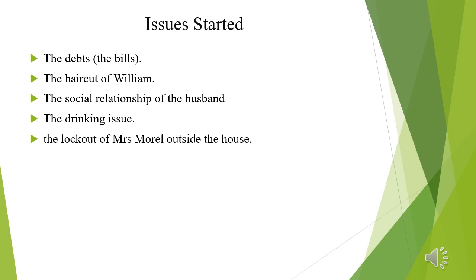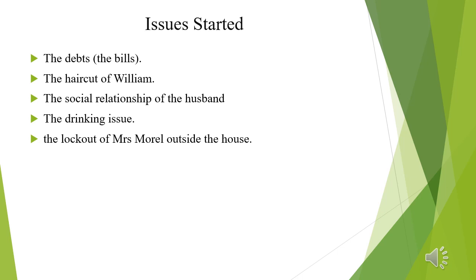A key incident happens when Mr. Morell cuts William's hair while Mrs. Morell is sleeping. This is one of the major factors in her estrangement, بمعنى النفور, from her husband, as the betrayal she feels when she discovers William's haircut remains with her throughout the coming years.